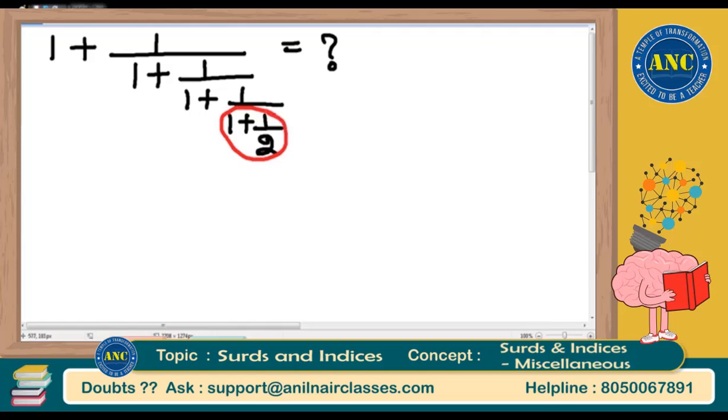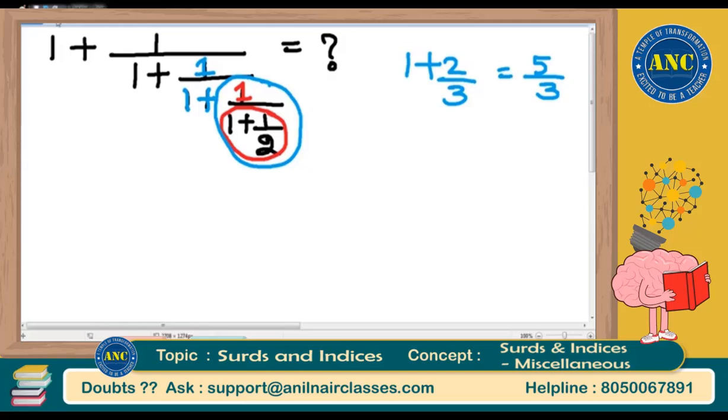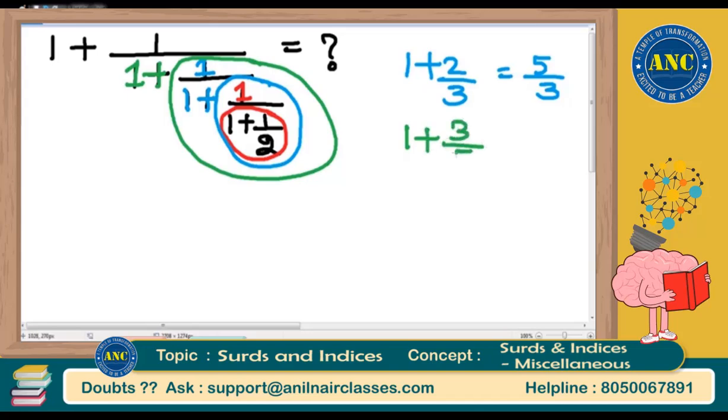1 plus 1 by 2 is 3 by 2. 1 by 3 by 2 is 2 by 3. This entire thing, which I have marked in blue color, is 2 by 3. Next I got 1 plus 2 by 3, which is 5 by 3. But I have 1 divided by 5 by 3, so this entire thing, which I am marking in green color, is nothing but the reciprocal of 5 by 3, 3 by 5. Again I have 1 plus 3 by 5, which is nothing but 8 by 5. This entire thing, which I am marking in orange color, will represent 8 by 5.